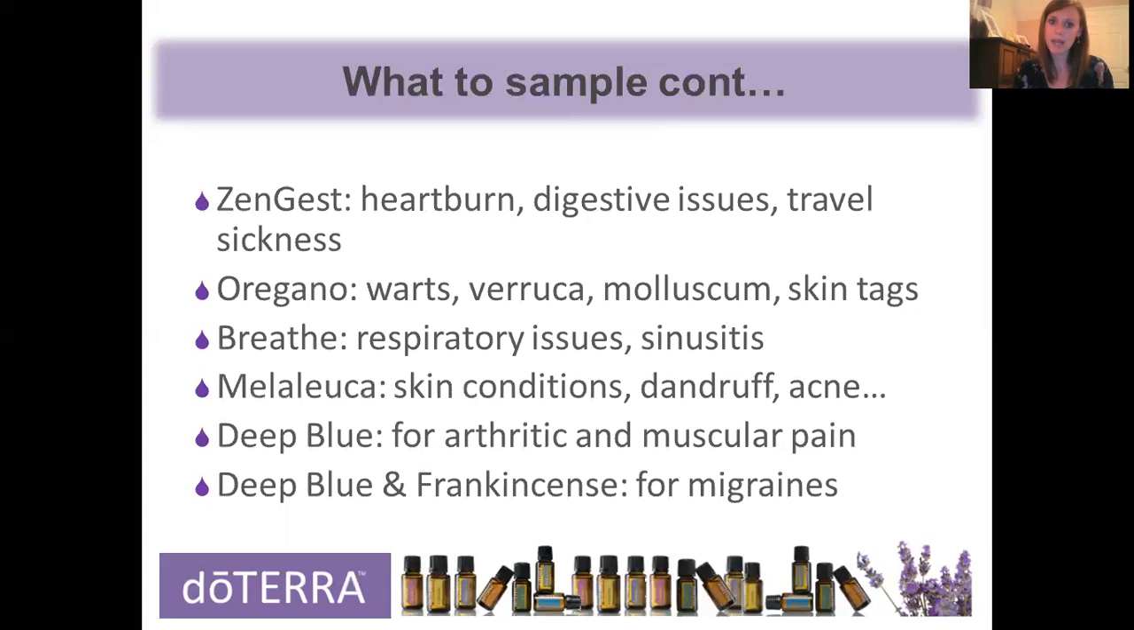So really quick, just by applying the oregano 3 or 4 times in the day onto the actual wart or verruca. But other people's can take up to 3 months to go. So it really does depend on the type of wart or verruca, so perhaps not the best thing to sample. Molluscum. Now, that's something that I came across when I first started doing doTERRA.